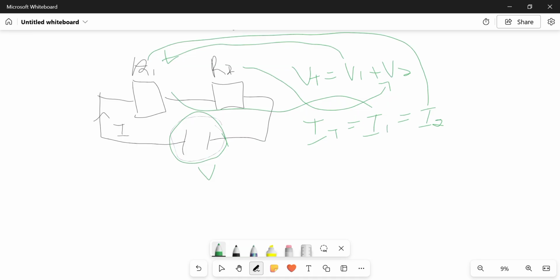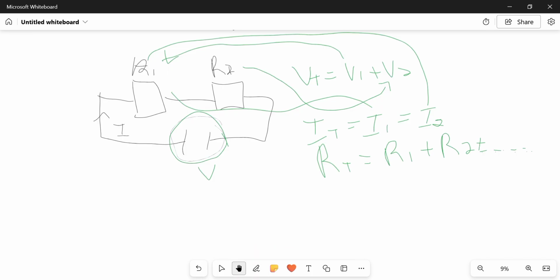So from here we'll say the total resistance formula: the resistors are connected in series, not in parallel, so they add to each other, R1 plus R2. Even if there are more than two resistors, you can add another resistor. As long as they are in series, they add.